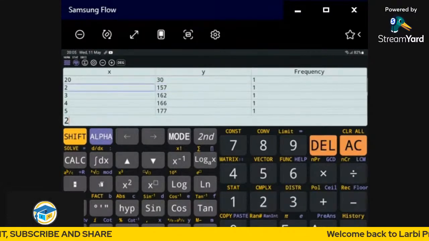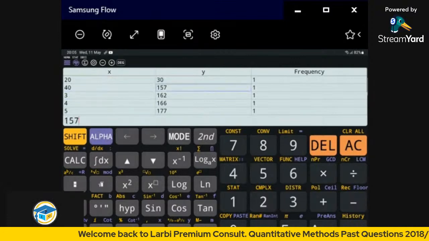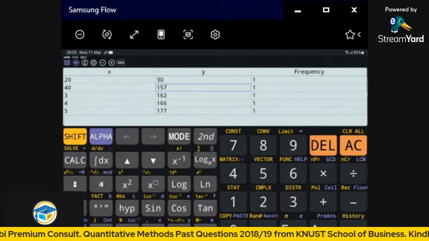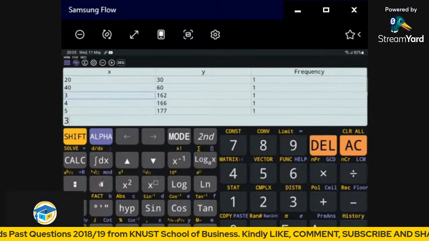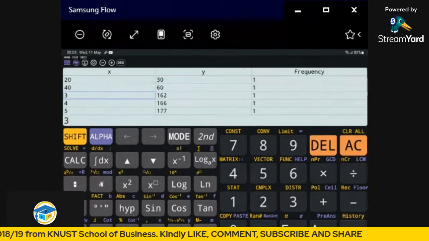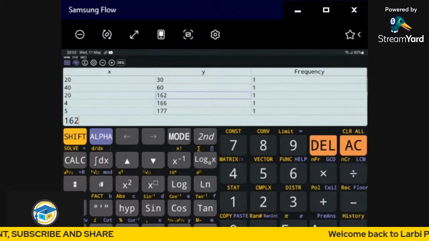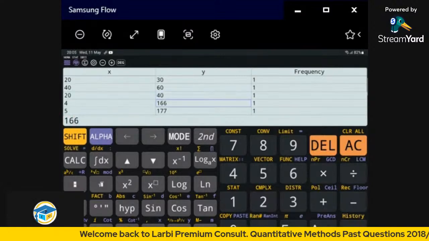Then you come to the second one. We have 40 for the number of calls made, and then we go to the number of laptops sold, which is 60, and you key that in. And you come to the third one. We have 20 for the number of calls made, and 40 for the number of laptops sold. All right.